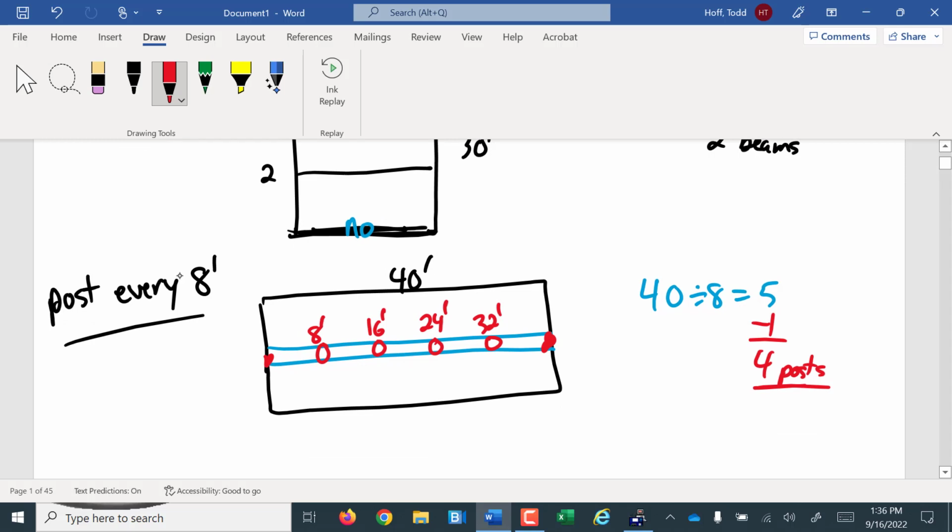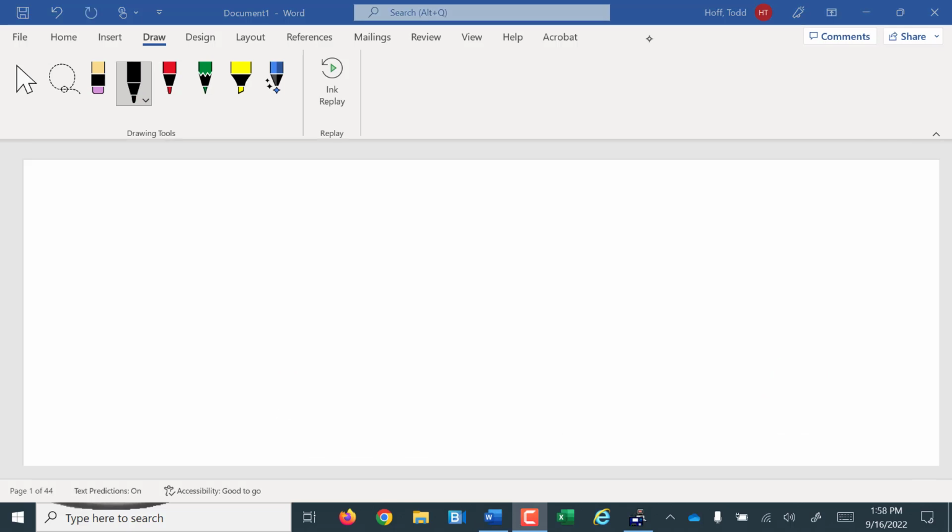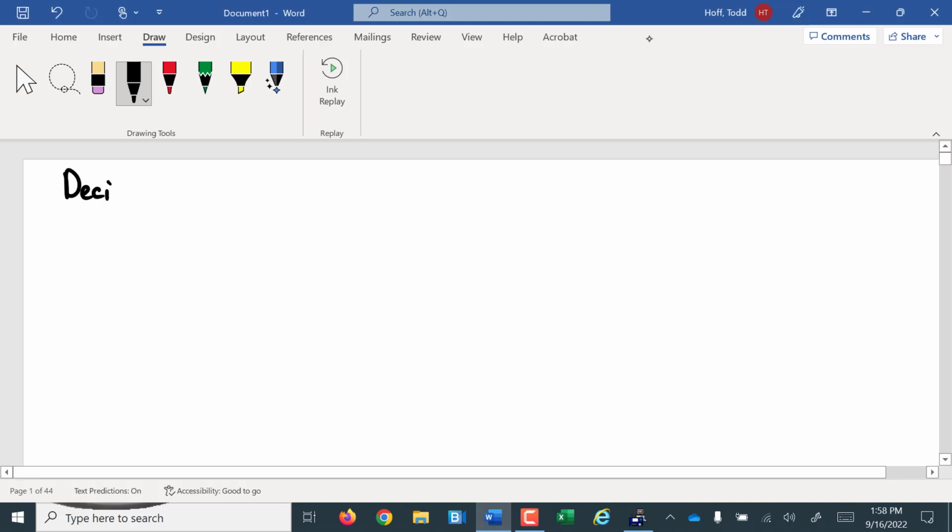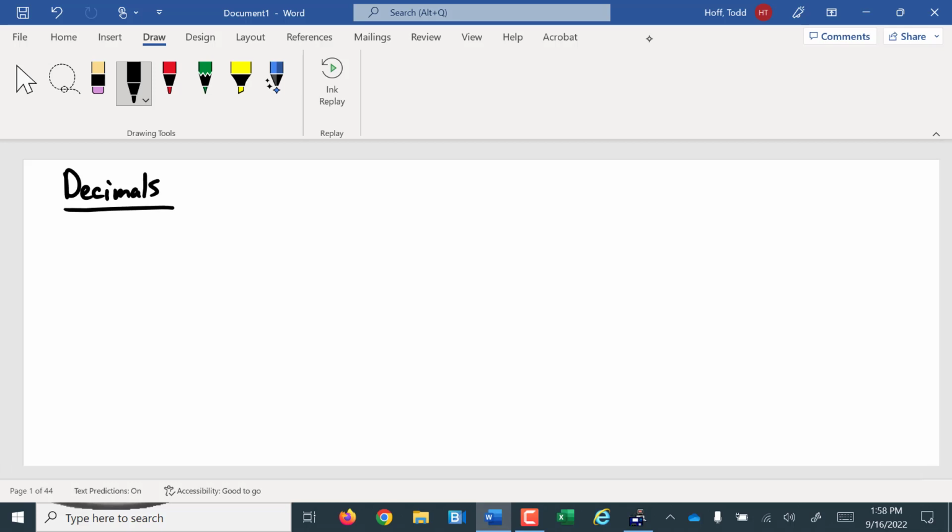Okay, so our new topic for today is we're going to move on to decimals. We've pretty much finished up fractions. So we want to look at that next form of numbers. And the key to decimals, just like with whole numbers, was place value.